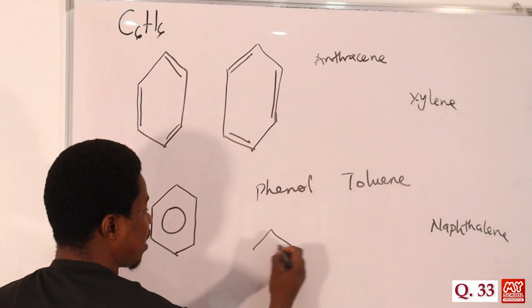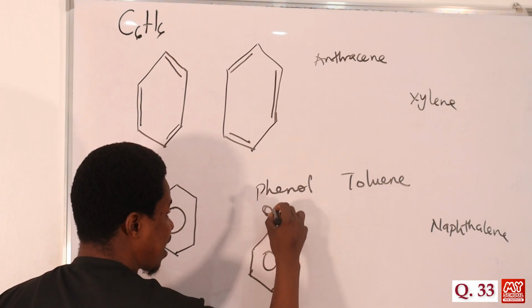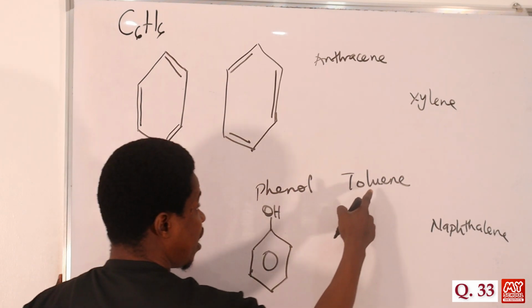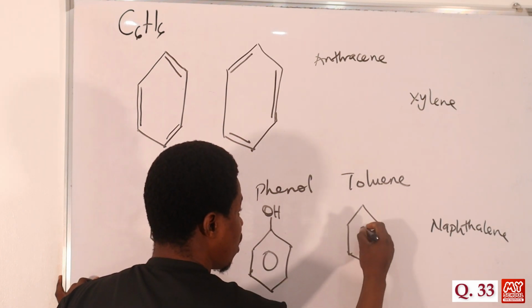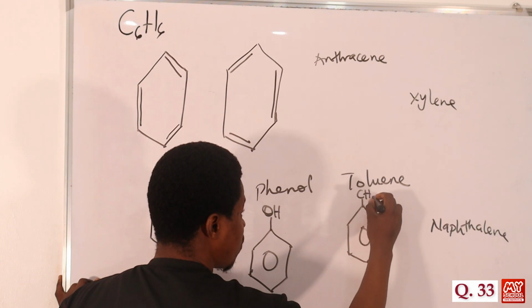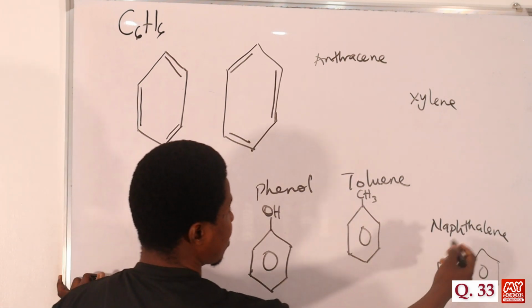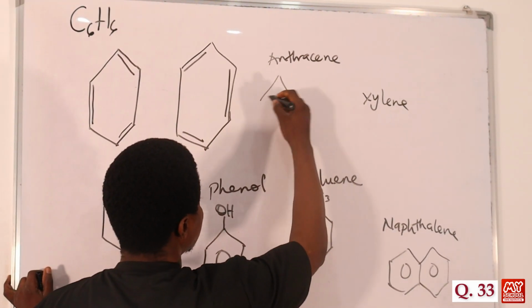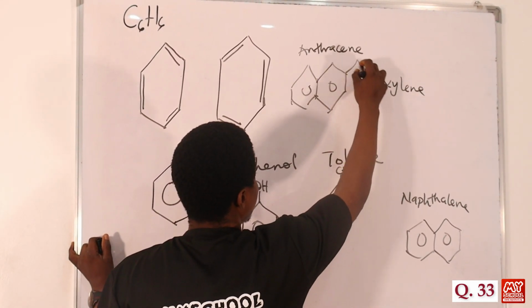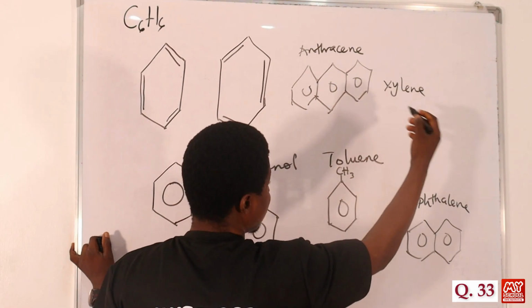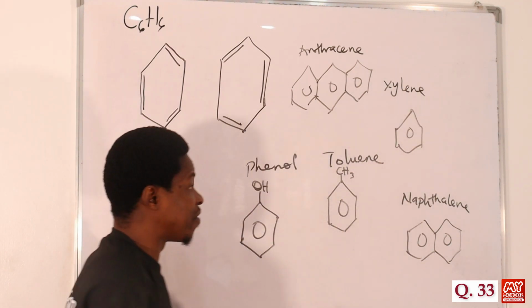Phenol is a benzene ring with OH attached to it. That's what phenol is. Toluene is a benzene ring with CH3, a methyl group, attached to it. For naphthalene, we have benzene rings attached together like that. For anthracene, I think we have about 3 of these together, and then we have another one this way, a benzene ring. Xylene is just this, and then we have maybe one more CH3, and so on and so forth.